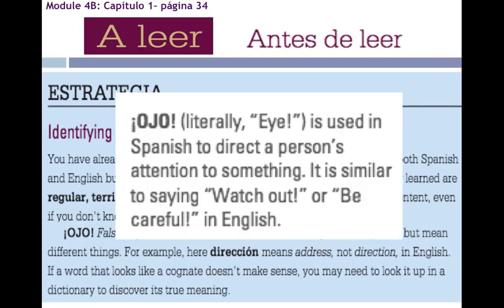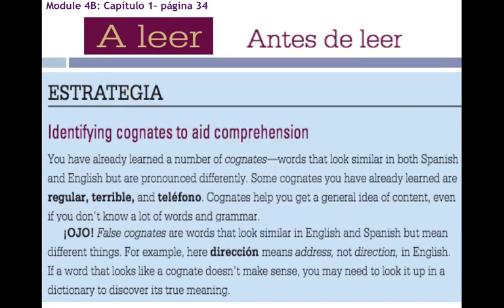Ojo. Ojo literally means eye. It's used in Spanish to direct a person's attention to something. It's similar to saying, watch out, be careful, or look out, so pay attention. So let's continue here. Ojo, pay attention. False cognates are words that look similar in English and Spanish but mean different things, like embarazado. For example, here dirección means address, not direction in English. If a word that looks like a cognate doesn't make sense, you may need to look it up in a dictionary to discover the true meaning.